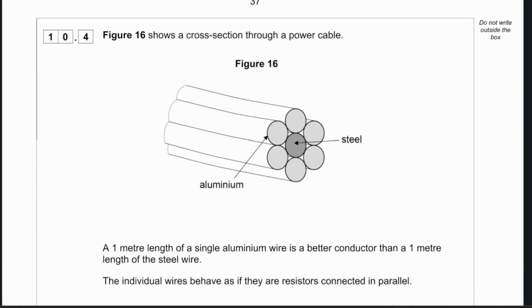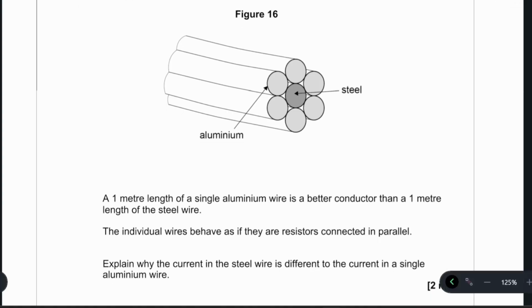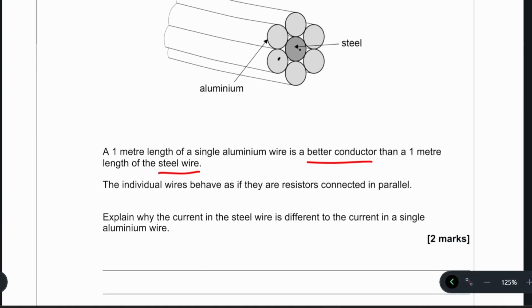Okay, so the last part of this question then, we've got figure 16 showing a cross-section through a power cable. And we can see it's made up of both steel and aluminium wires. And we're told that the aluminium wire is a better conductor than the steel wire, and the individual wires behave as if they are resistors connected in parallel. Explain why the current in the steel wire is different to the current in a single aluminium wire.